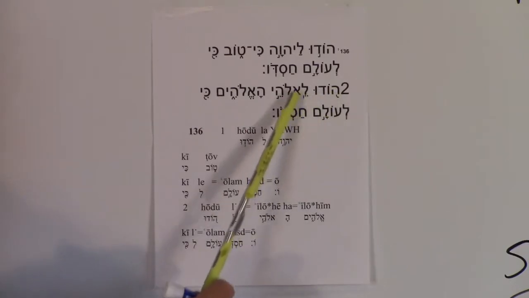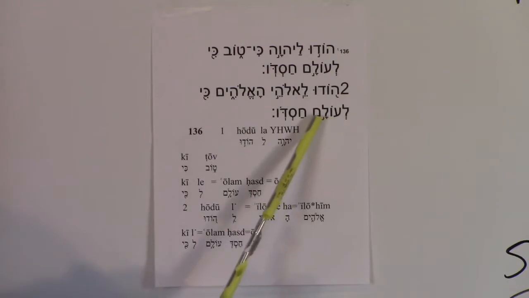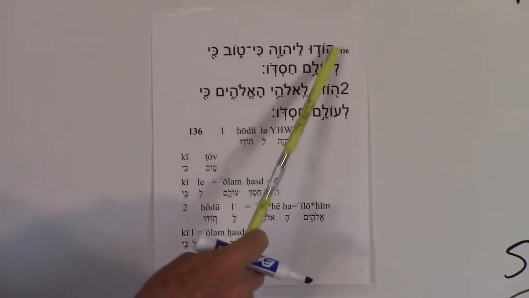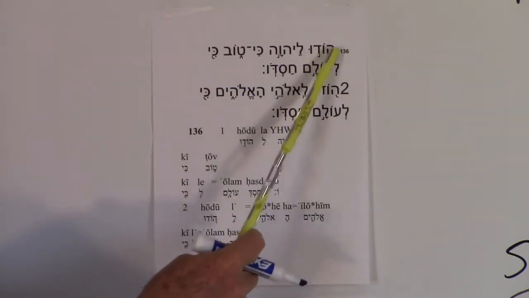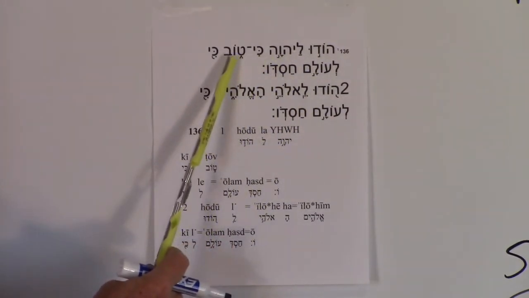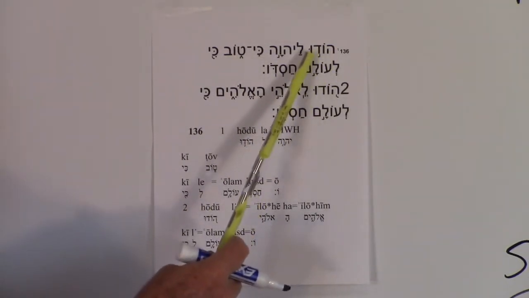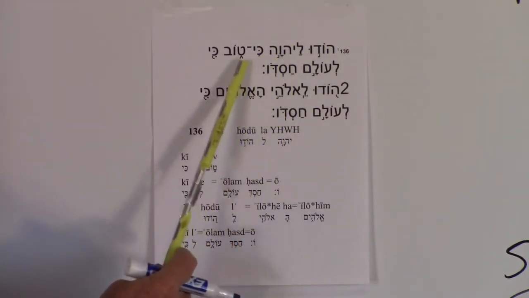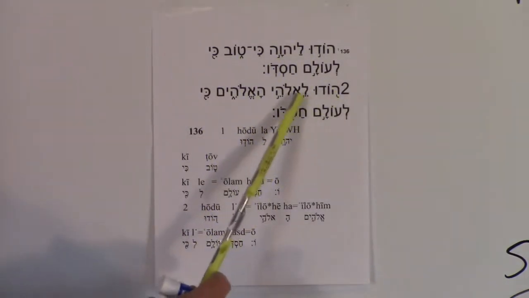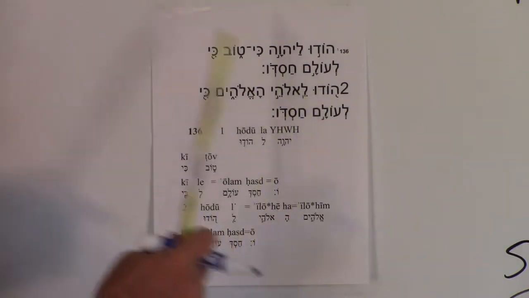Hodu la Elohe ha-Elohim, ki le'olam hasdo. Hodu, hodu, hodu, hodu, hodu la Adonai ki tov. Hodu la Adonai ha-Adonim, ki le'olam hasdo. Got it?